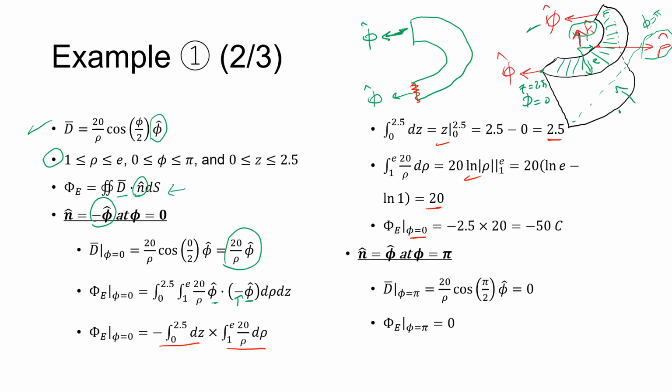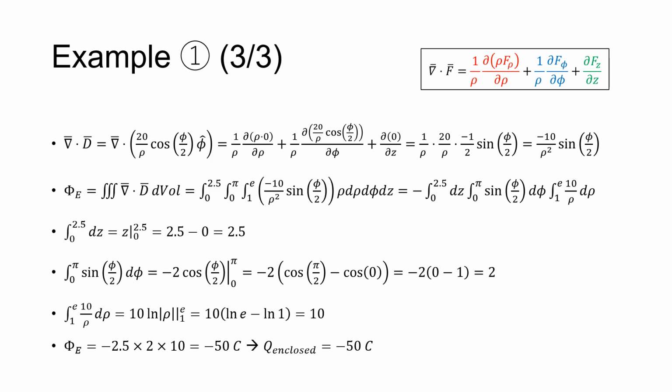Do this again at the other surface. The difference is that you will substitute with phi equal to pi. You still have the same thing, n is equal to minus phi. Then go ahead, substitute. The good thing here is that your D is equal to 0 because you got cosine pi over 2. So simply the remaining will be 0. And finally, you add everything together, which at the end you have here 0 and you have here minus 50. So total will be Q enclosed is equal to minus 50.